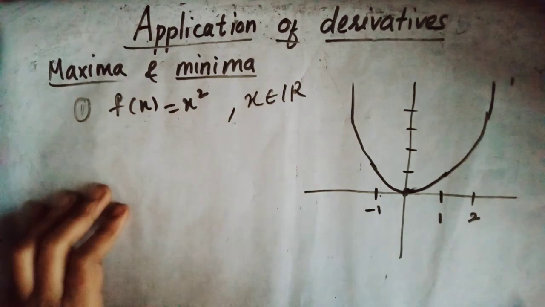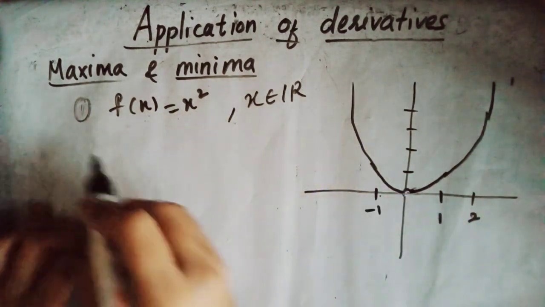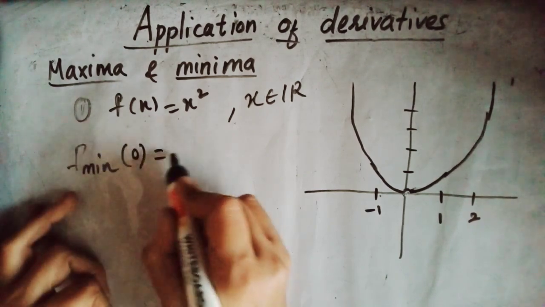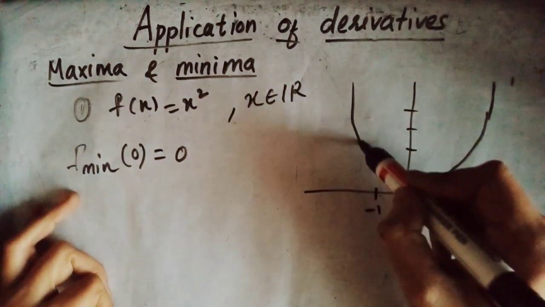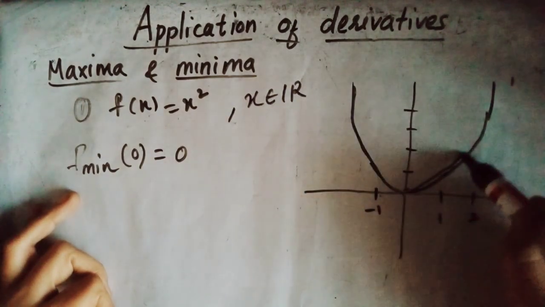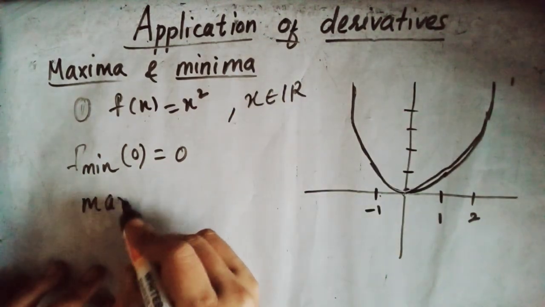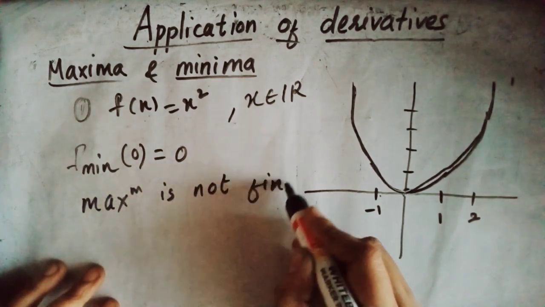Now the minimum value from the graph you can find, that is 0. So f minimum will be for x equal to 0, it is 0, and maximum value here can't be defined, that is it becomes infinite. So the maximum value is not finite.